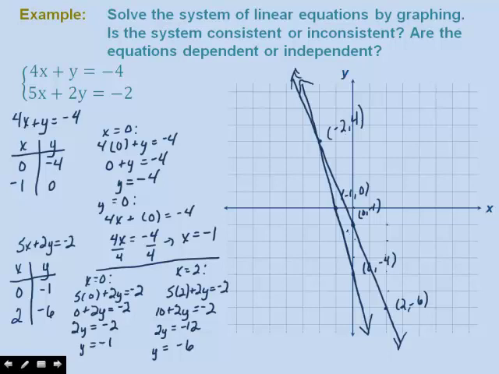Now if we want to check that, we would take our ordered pair and plug it back into both of our equations and see whether we get a true or a false statement, like we did in the earlier examples. Now, since we came up with at least one solution, that means that our system is consistent. And since we had 2 distinct lines, that means our equations are independent.